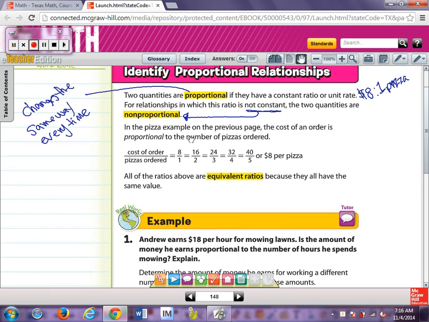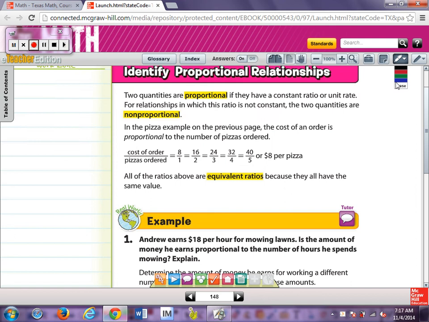Here, in the pizza example on the previous page, the cost of an order is proportional to the number of pizzas ordered. So we took each cost, and we took the number of pizzas, 1, 2, 3, 4, 5, 8, 16, 24, 32, 40. This is basically the table with the borders taken off, or $8 a pizza. All the ratios above, meaning all these fractions, because some people are still a little hazy on the vocabulary, these are all ratios. All the ratios above are equivalent ratios because they all have the same value, because they all equal 8 to 1 when you simplify them. That's what equivalent ratios means.